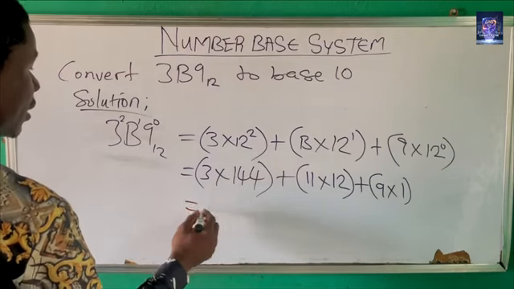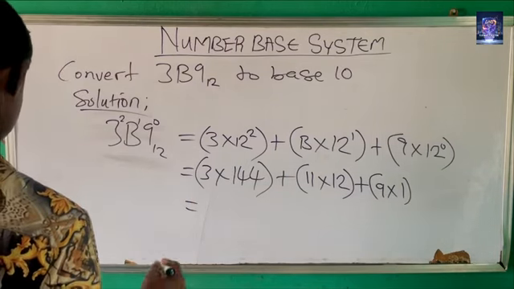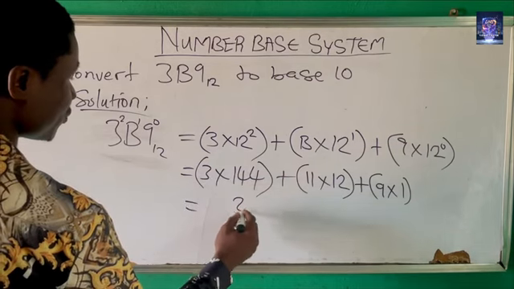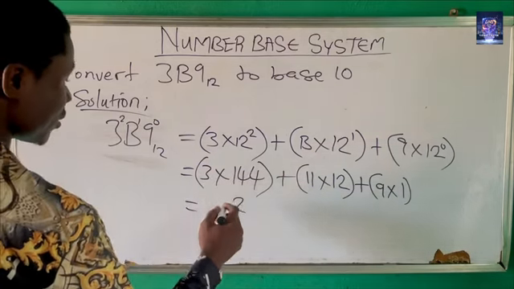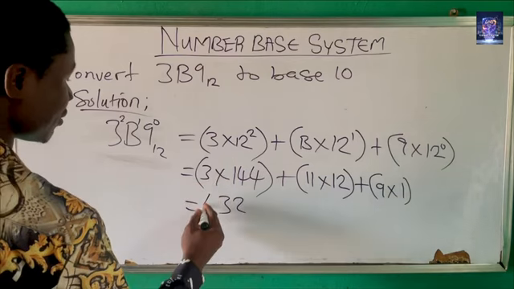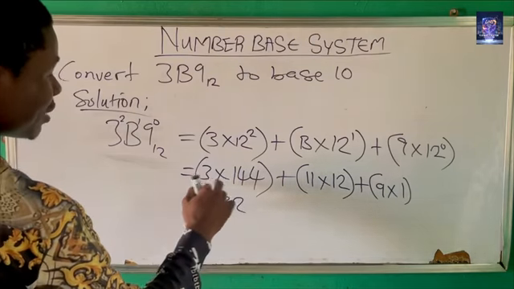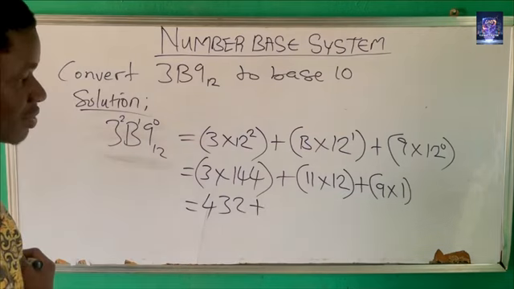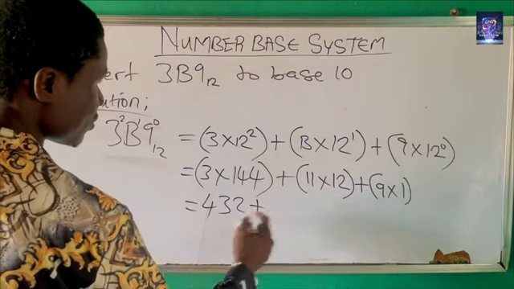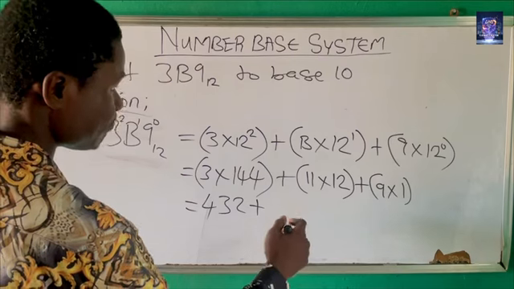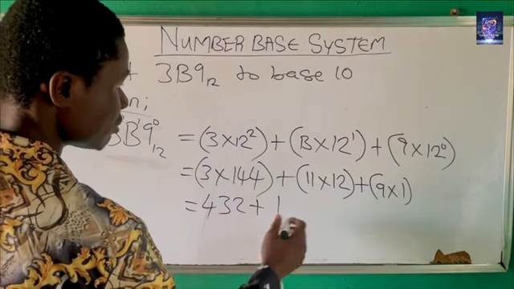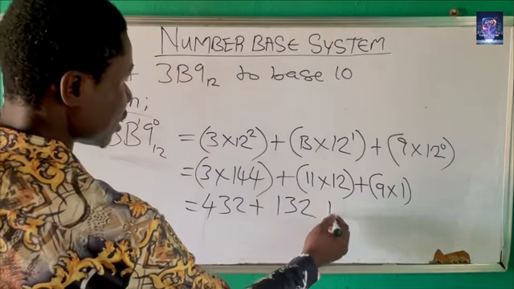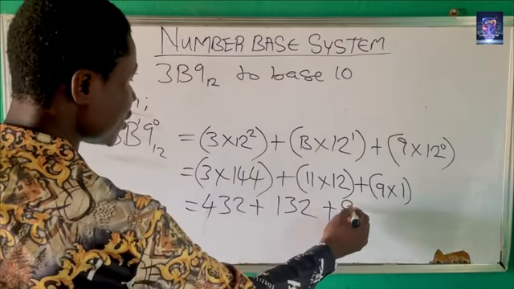Alright, so 3 times 144. 3 times 4, 12. We have 2, we pick 1. 3 times 4, 12, 13. Then this is what we get when we multiply 144 by 3: 432. Plus 11 times 12. 11 times 12 should give us 132. That should be that. Then 9 times 1 should give us 9.